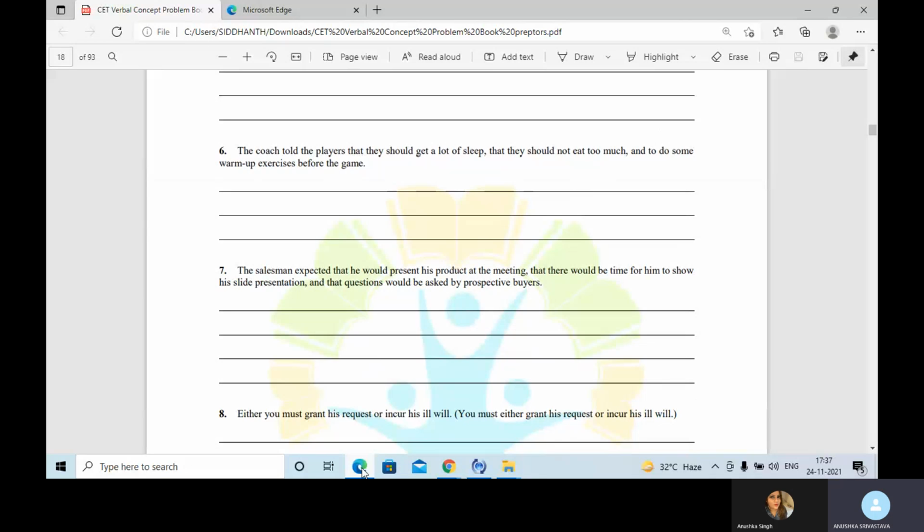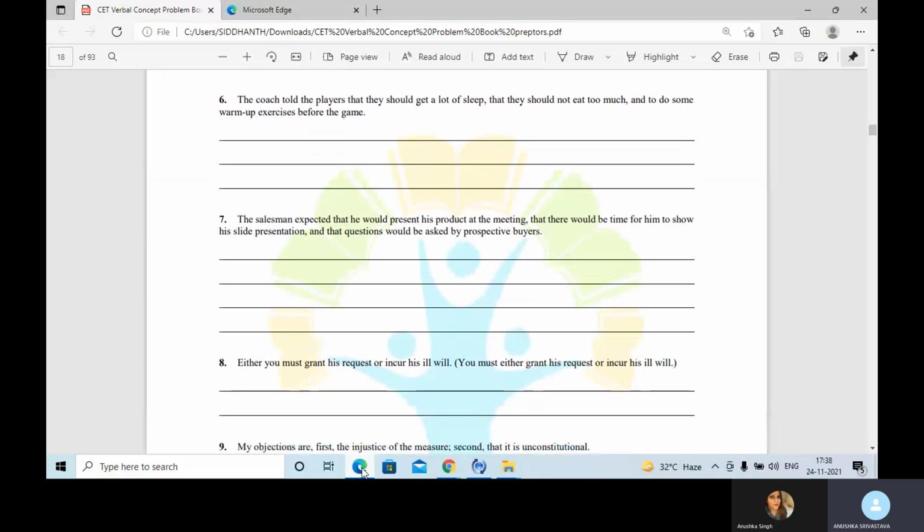Seventh one, the salesman expected that he would present his products at the meeting, that there would be time for him to show his slide presentation, and that questions would be asked by prospective buyers. Now, the salesman expected is my main idea. First is an active voice, that he would present his products in the meeting. Second is also an active voice, that there would be time for him to show his slide presentation. But the third one is not in an active voice, so making it active it would be, and that prospective buyers would ask him questions. This makes my sentence parallel because all the three related ideas are in active voice.